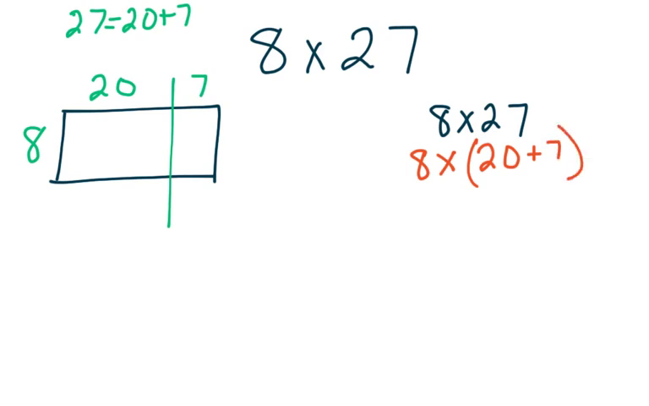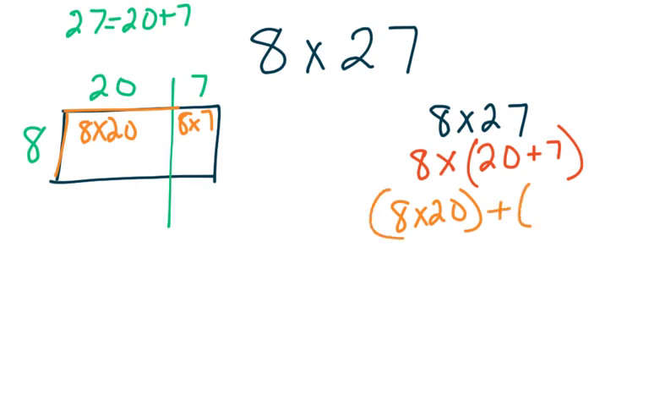Now my next step in my area model would be to write my multiplication problems. 8 times 20 and 8 times 7. And I'm going to do the same over here in my expanded form or distributive property form. 8 times 20 plus 8 times 7. I'm taking my 8 and I'm distributing it inside of my parentheses.